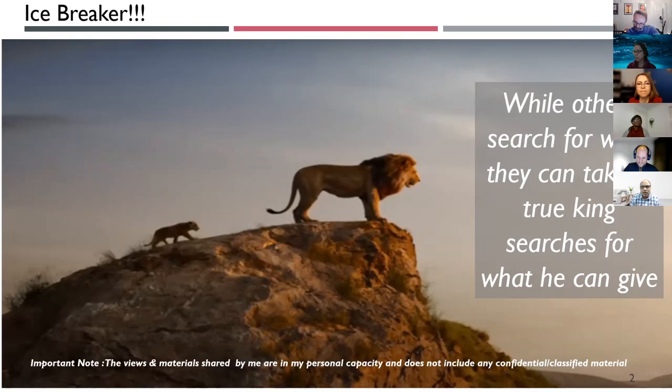While others search for what they can take, it's not about me getting any benefit. A true king is someone who's always looking for what he or she can give to his subjects. So that is another interesting dialogue from the movie, where it talks about giving rather than taking.